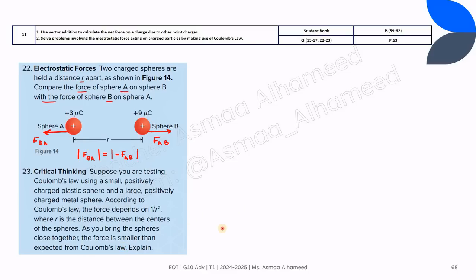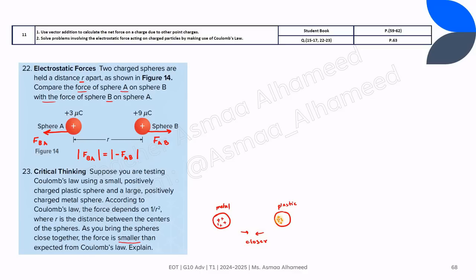So basically, let's draw. Here you have the first sphere, and here you have the second sphere. Let's say this is the metal, and this is the plastic. So here on the metal, we have positive charge everywhere. And here we also have positive charge on this side, because an insulator will have the charge only on one side. So when you bring them closer to each other, it says here that the force is getting smaller although you are bringing them closer to each other.